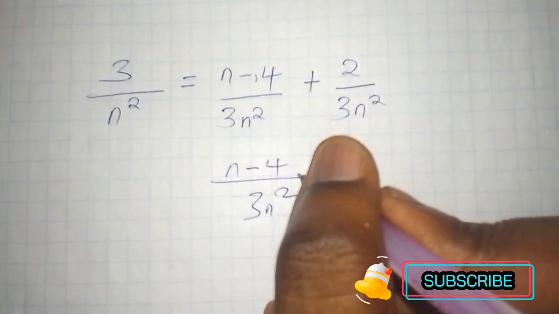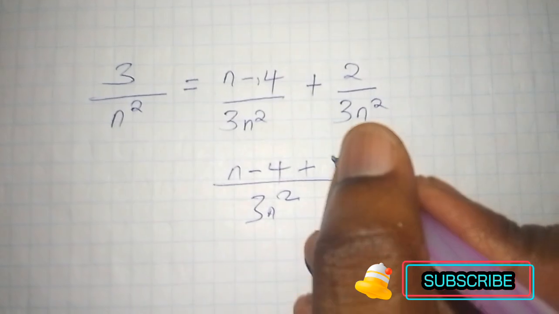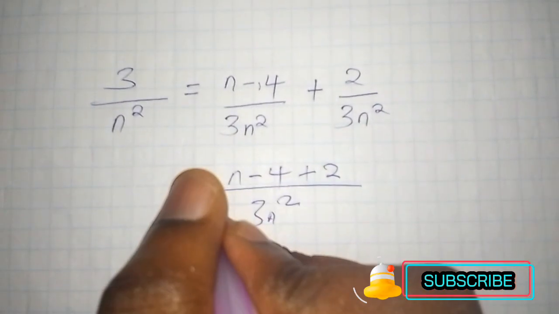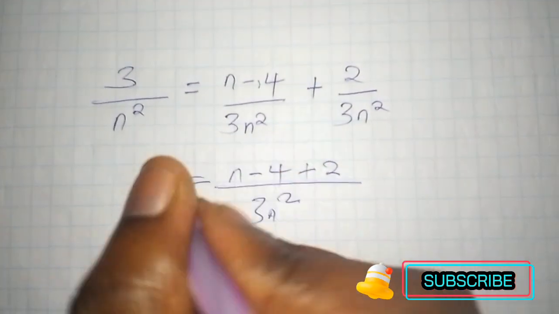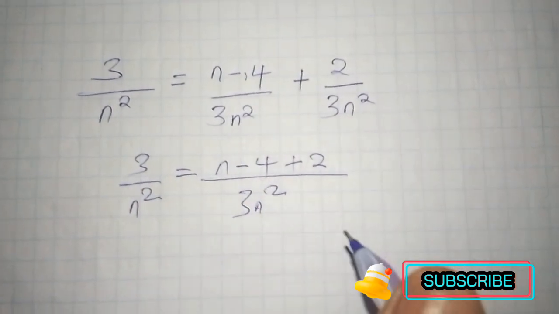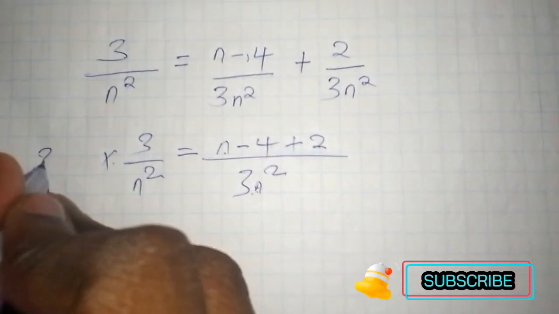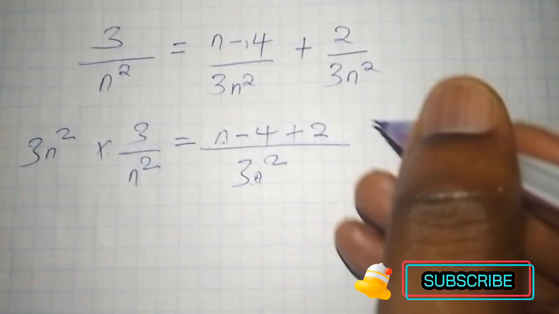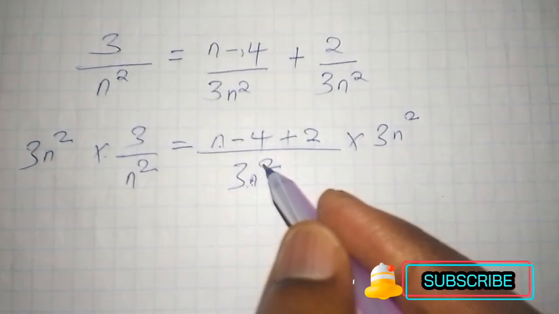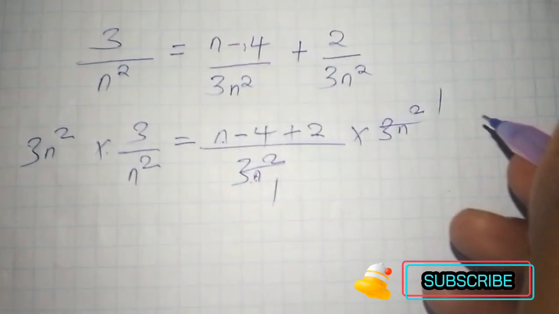Then you add 2. This one, 3n squared into 3n squared is 1, and 1 times 2 is 2. So this one should be equal to the other one, 3 over n squared. Then from this other one, we multiply by 3n squared, then this one also multiply by 3n squared, because you want to remove this n squared. So here it goes there once, here it goes there once.